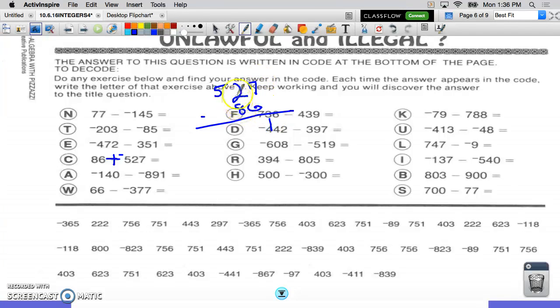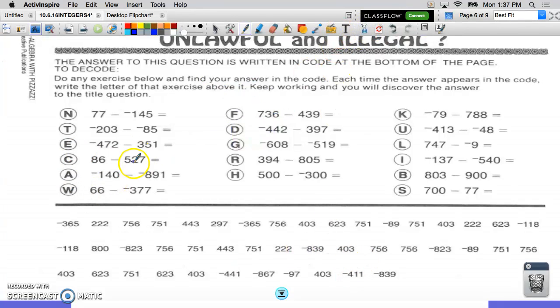7 minus 6 is 1. I need to borrow. 8, 9, 10, 11, 12. That's 4. 4 minus 0, 4. I have 441 here. And it's going to be a negative 441 because the 527 is bigger. Negative 441 is right here. I don't know if there's any more, but that's not it. Don't confuse them. They look similar though.